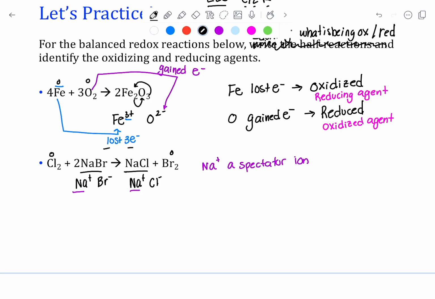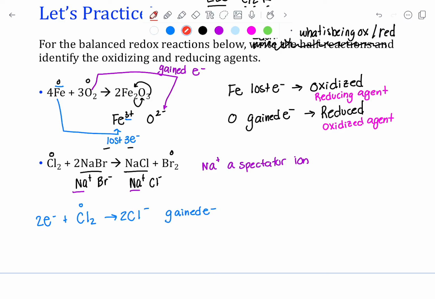So let's look at chlorine and bromine to see which one is being oxidized and which one is being reduced. We have Cl2 that turns into Cl-. Well, if I went from a neutral charge of 0 to a -1 charge, I had to gain electrons in order to do that, right? I had to add on some electrons. For balancing, this would be a 2, so that would end up being 2 electrons. Don't worry about balancing that right now, we'll talk about that later. So chlorine gained electrons.